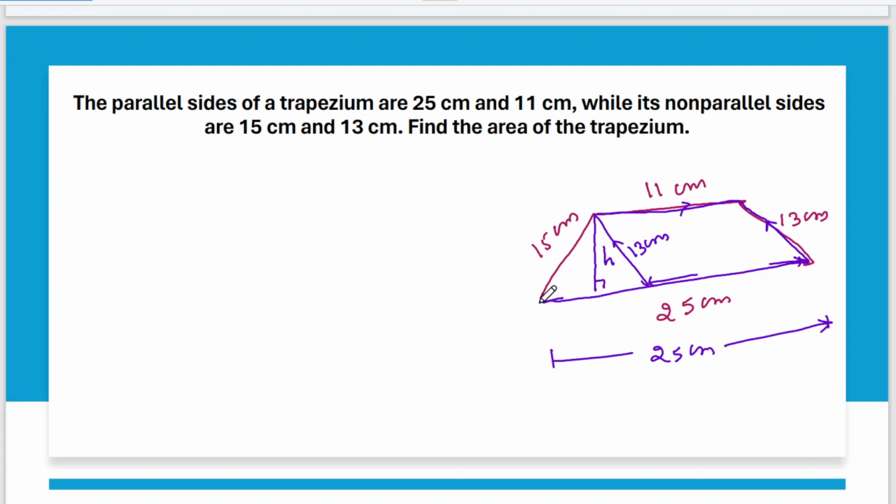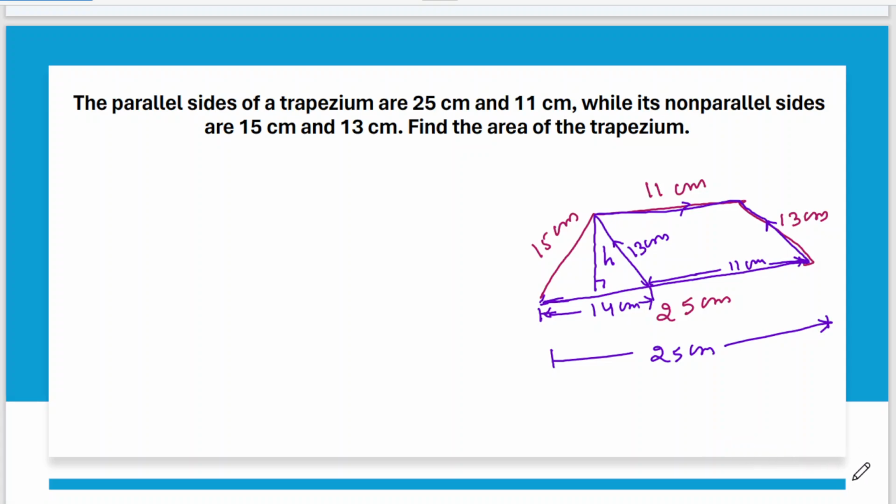Yeah. So this is your 11 centimeter. Okay. So if total is 25, out of that 11 is taken, now how much is left? 14. So this is your 14 centimeter. Okay. Again, the process that we have discussed few questions earlier, same thing we are going to repeat here also.